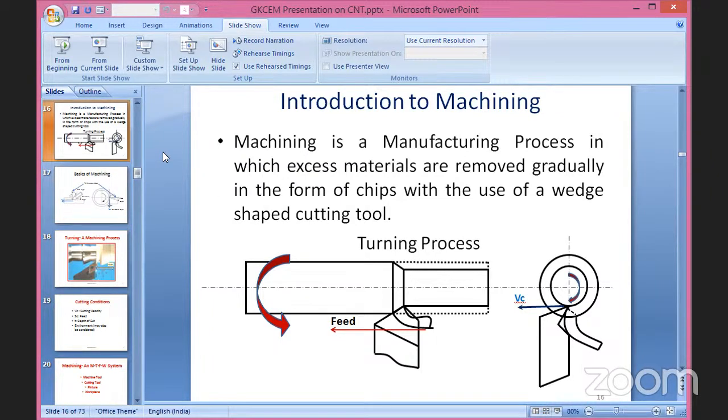There is also one category of machining which is actually non-traditional machining processes, like your EDM process, ultrasonic machining, laser beam machining, etc. But we are here talking about machining to indicate chip-forming type machining only.